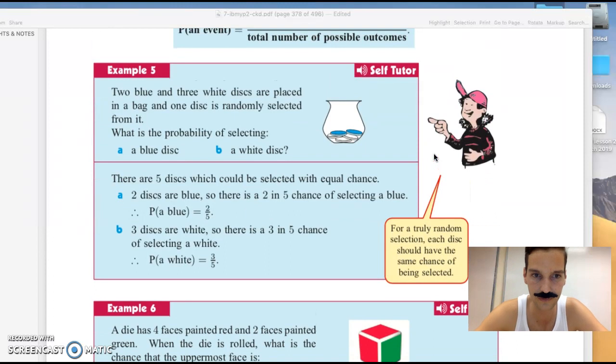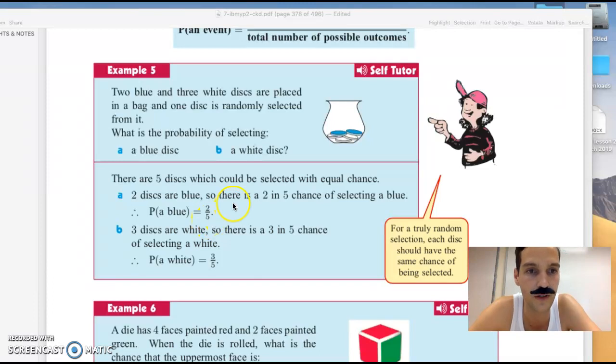Here's an example to go through. I'm going to go through just one, and you can go through the second one by yourself. 2 blue and 3 white discs are placed in a bag, and 1 disc is randomly selected from it. 1 disc. So we have 2 blue and 3 whites. The first thing I want you to realize here is what the sample size is, meaning how many different outcomes are possible. You're only picking once, so you could pick 5. There are 5 different outcomes that could happen. So our sample size is 5 because there are 5 discs. That means automatically our denominator for the probability will be 5.